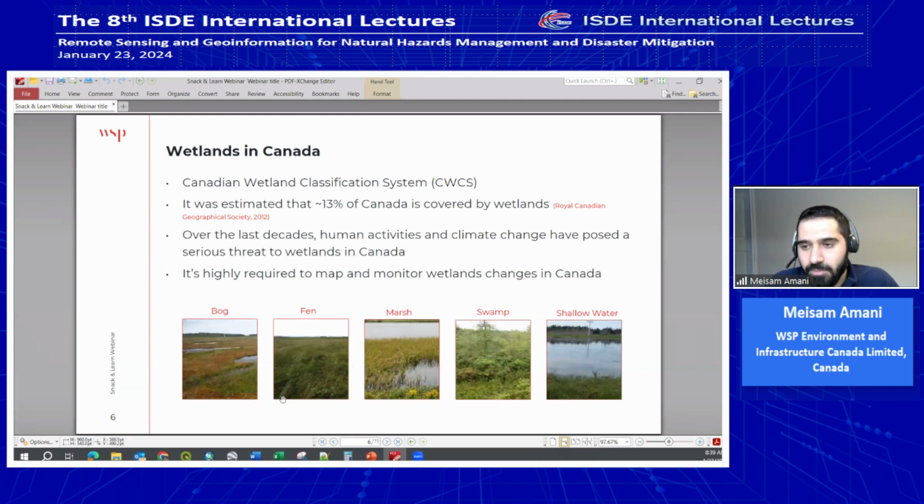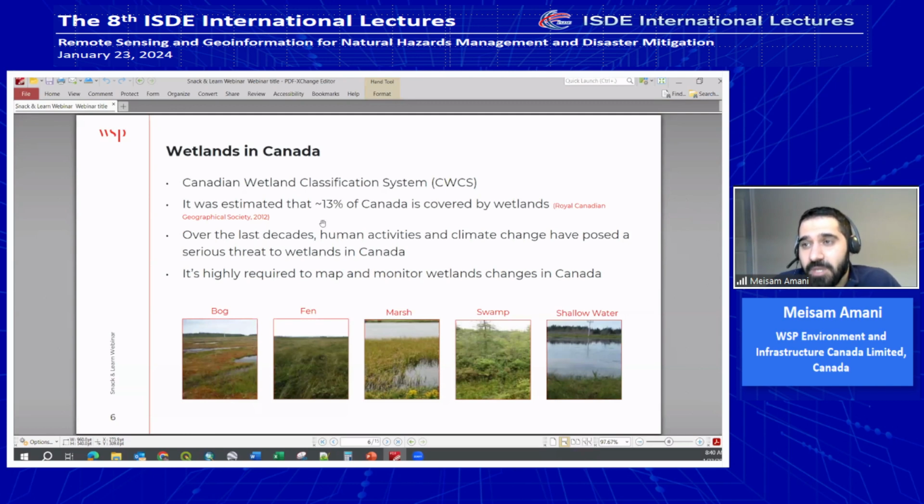So they are called bog, fen, marsh, swamp, and shallow water. And some of these wetlands are also available in other countries, like shallow water and marsh. Some of them are specific to Canada. Even if their names are the same, their ecological characteristics are different. For example, bog is also classified in other wetland classification systems in other countries, but the characteristics of bog in Canada are different from, let's say, the bog in the UK.